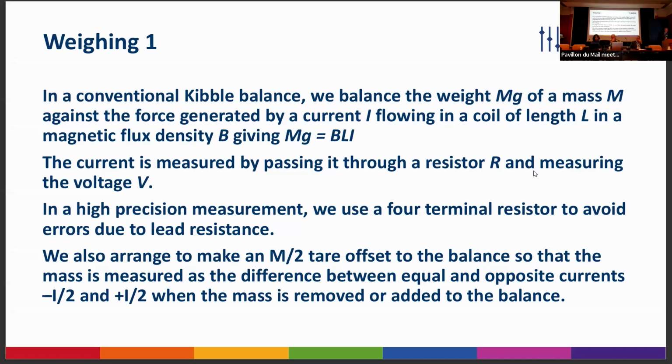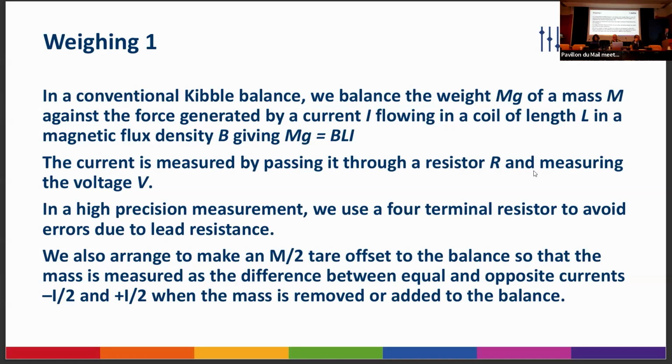I'm assuming that everybody knows what a Kibble balance does. So in a conventional balance, you balance the weight mg of a mass m against the force generated by a current flowing in the coil. And you pass that current through a resistor R and measure the voltage V. If we want a high precision measurement, obviously we've got to use a 4-terminal resistor to avoid errors due to the lead resistance, and that's fairly straightforward.